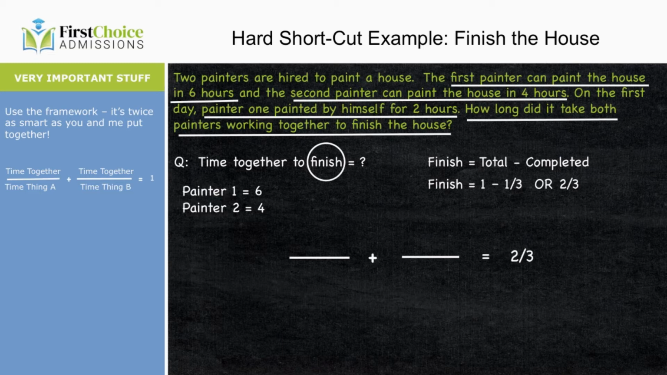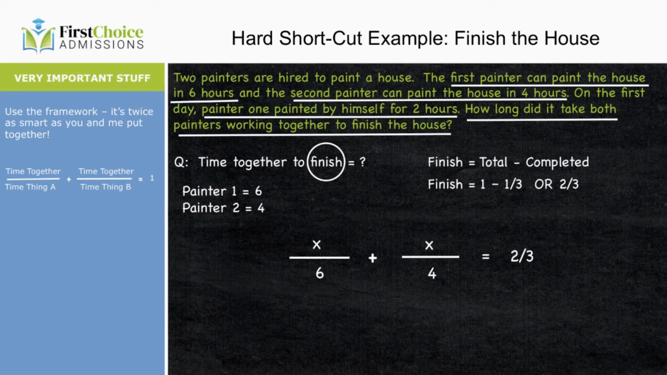Now, this is very easy. The numerator is just going to be x because that is always time together. One of the denominators is 6. One of the denominators is 4. And oh my goodness, this is identical to the equation in the last question. The math is the same. The only difference between the last question and this question is that in this question, you were made to translate the word finish. And that actually makes this question quite a bit more difficult for others.